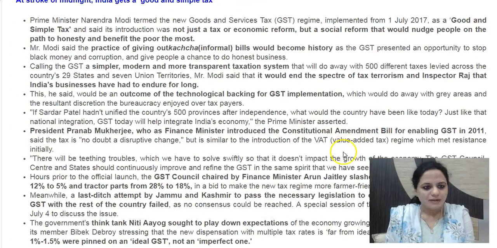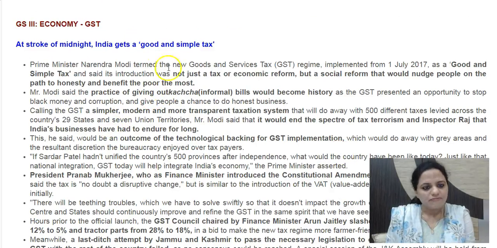So the first news item picked up is: at the stroke of midnight, India gets a good and simple tax. This is how Prime Minister Narendra Modi has described GST. It is a good and simple tax. He is calling it not just a tax or economic reform, but a social reform. So this will nudge people to become honest.